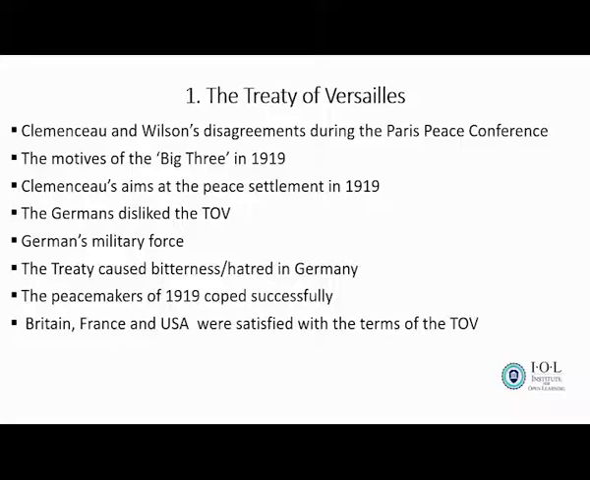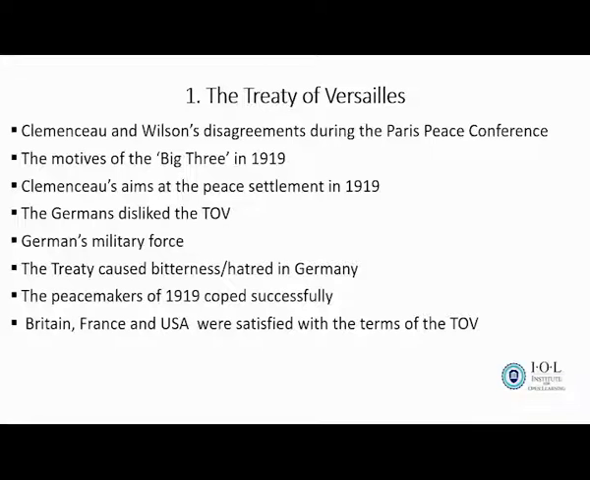Okay? And now the last part here, they are saying the peacemakers of 1919 coped successfully. Who were the peacemakers? We are referring to the Big Three. Were they successful? Or were they all satisfied? You can say some were satisfied and some were not. We can say George Clemenceau was satisfied because most of the things that he was fighting for happened. The heavy damage, the Germans were forced to pay reparation. And then the soldiers, he was fighting for the soldiers to be reduced.